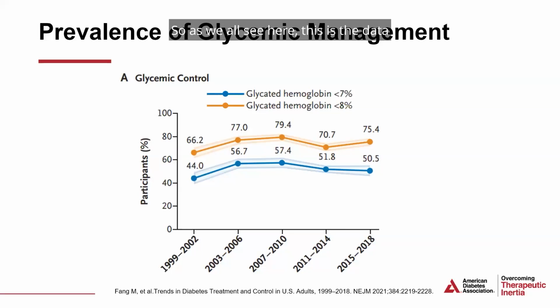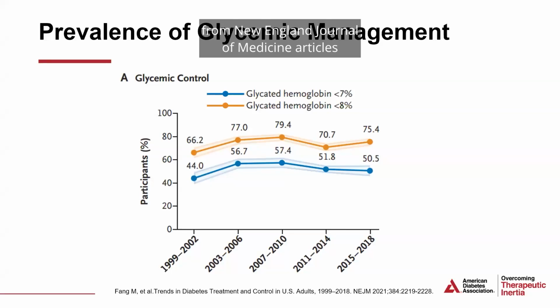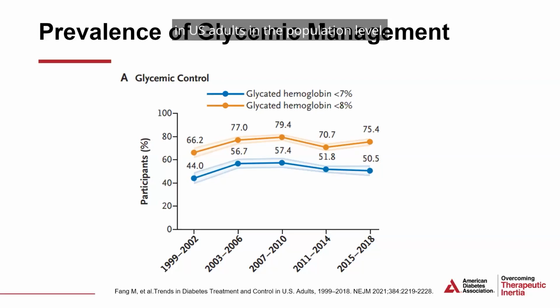As you all see here, this is the data from a New England Journal of Medicine article published in 2021. This study looked at the A1C trend in US adults from 1999 to 2018. In this period of time, as you all see, there are no significant changes in the A1C trend in US adults at the population level.